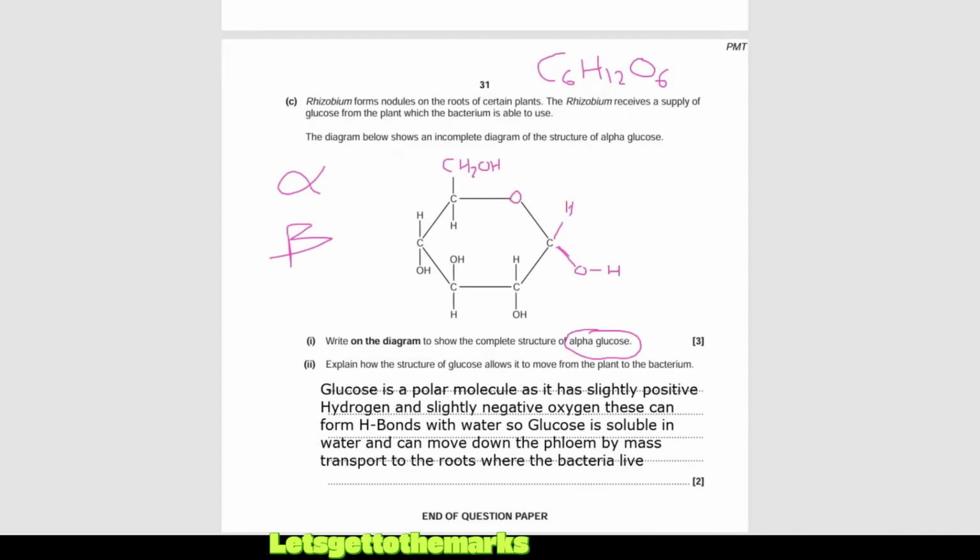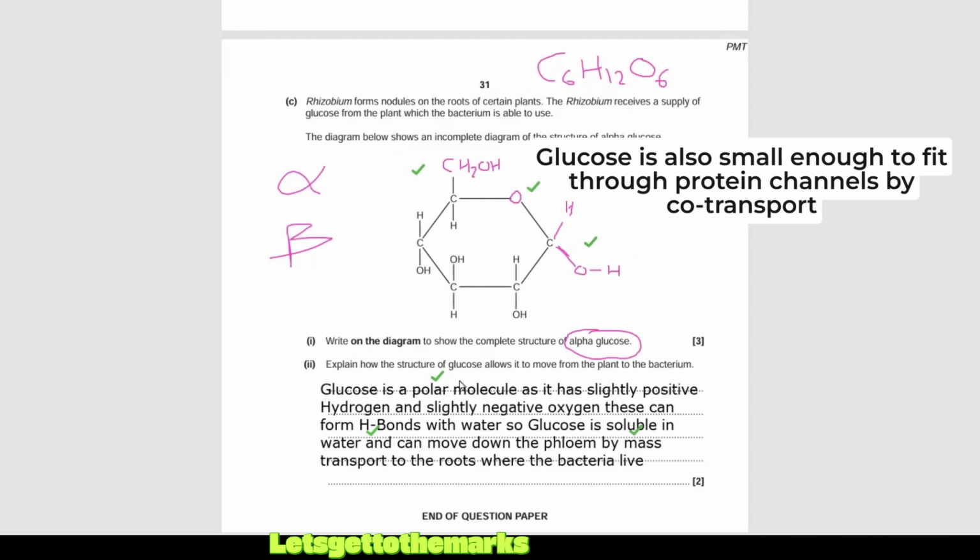So my suggestion, I haven't checked the mark scheme on this one, but this is definitely 1 mark for that, 1 mark for that, and 1 mark for that. And then down here, I would suggest the marks should be, but you can never trust the mark scheme fully: glucose is a polar molecule, and therefore it is soluble in water, and maybe saying H bonds. I know it's 2 marks. I'm just trying to tick where the key bits are. I've gone a little bit extra by saying it can move down the phloem by mass transport, because it does say how does it allow it to move from the plant to the bacteria. But I think really the fact that it's polar and it's soluble in water would be my 2 marks there. And that is the end of the question.